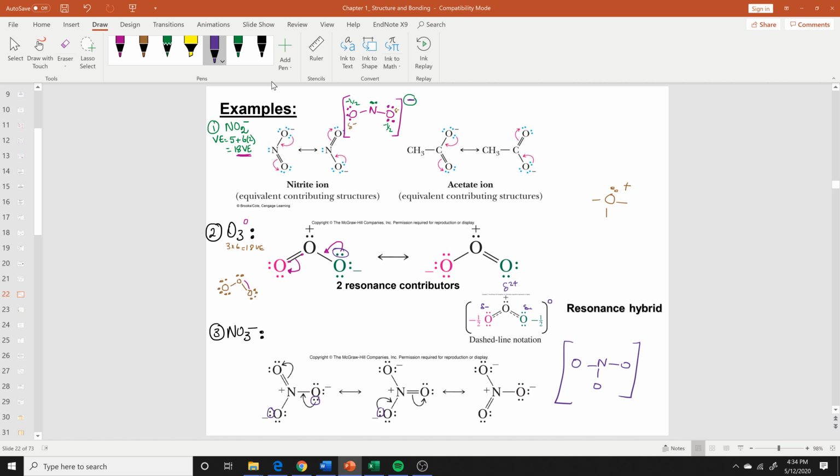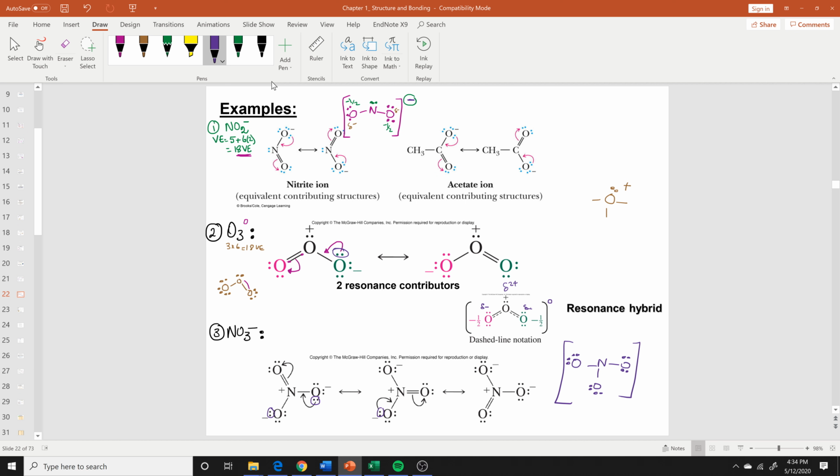So let's see. I have 2 electrons here, so I'm just going to go ahead and put them. I have 2 electrons there. I'm just going to go ahead and put them. These are the 2 electrons. And here I have 2 electrons. I'm just going to go ahead and put them. The rest of the electrons, I'm using them to move them around for resonance purposes.